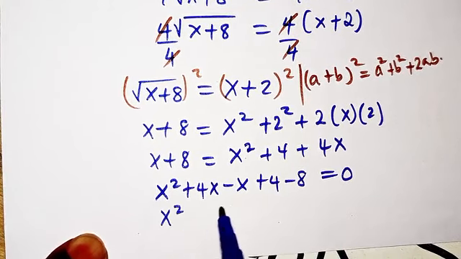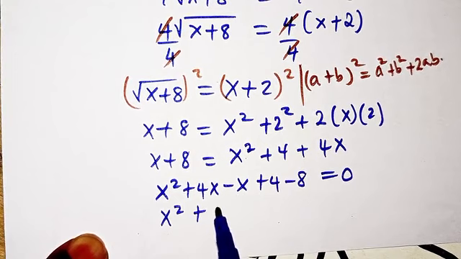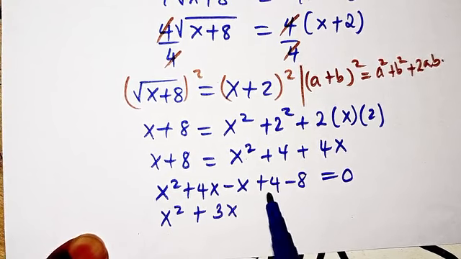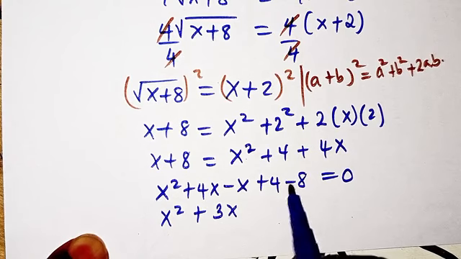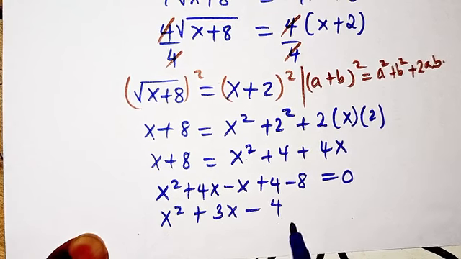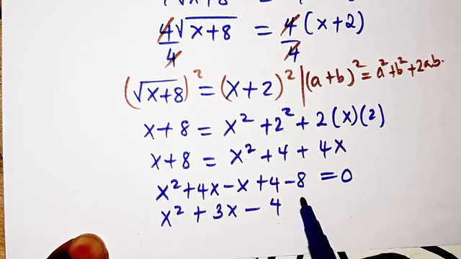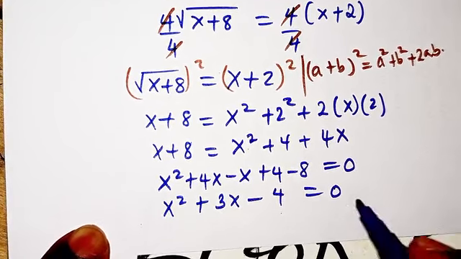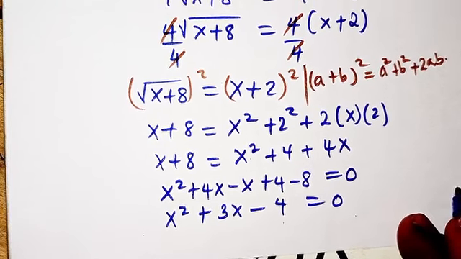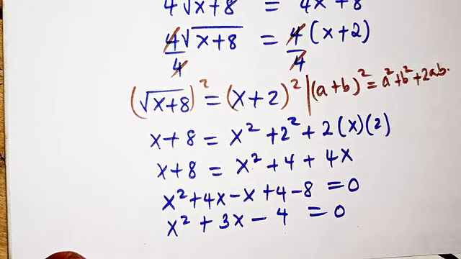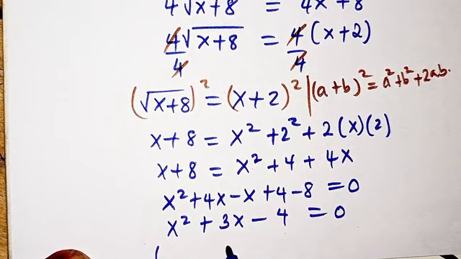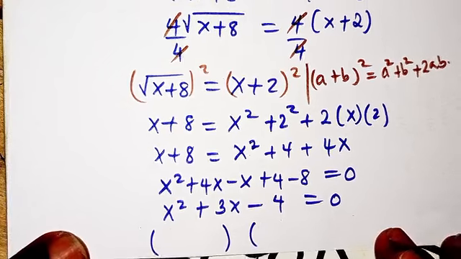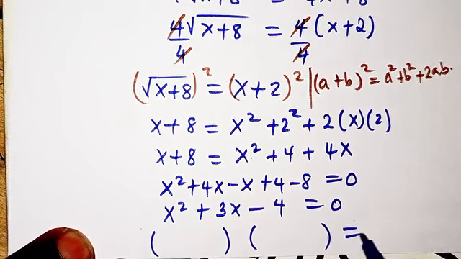So you have x squared, 4x minus x, we have plus 3x, then plus 4 minus 8, that will give us minus 4, right? Then equals 0. So we have this quadratic equation. So we now have to factorize. To factorize, it's going to be in this form, okay, equals 0.